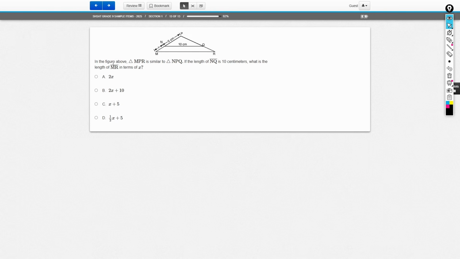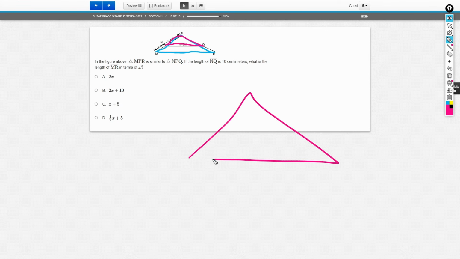All right, so in the figure above, MPR is similar to NPQ. If the length of NQ is 10 centimeters, what is the length of MR in terms of x? So we have two triangles. We have MPR, which is over here, and then we also have NPQ, which is this. So we are left with two triangles, and they're similar to one another.